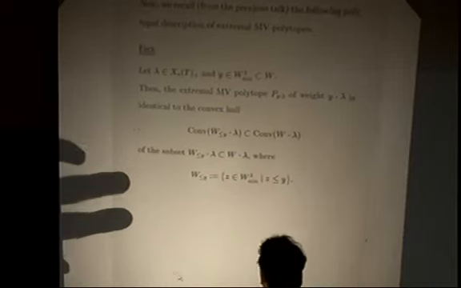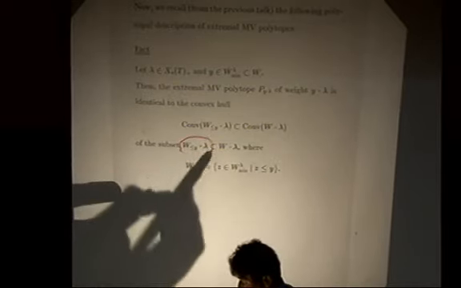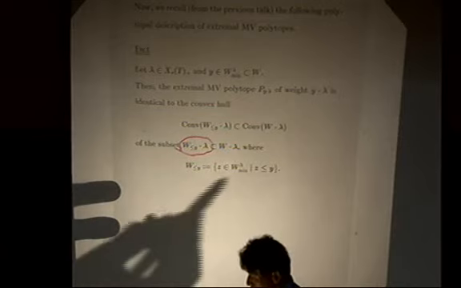So now we recall from Sawaki's talk the following polytopal description of extremal MV polytopes. Let lambda be a dominant co-weight and y be a minimal coset representative. Then the extremal MV polytope P y dot lambda of weight y dot lambda is identical to the convex hull of the subset, this subset, which is defined by this.